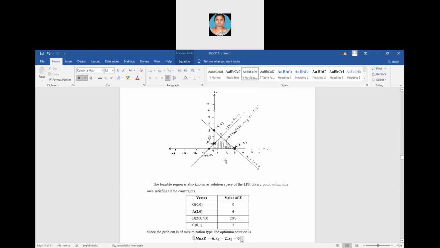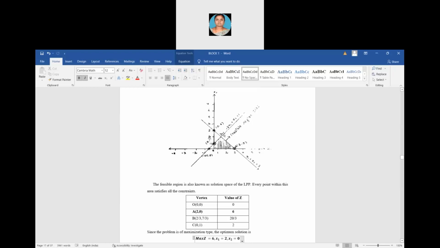That is nothing but a straight line, but they didn't draw that straight line. But that straight line is nothing but 2 comma 0. So this point of intersection is 2 by 3 comma 7 by 3. And another point is 0 comma 1. Here we are having four coordinates. 1, 2, this one is 3, and this point of intersection is 4.